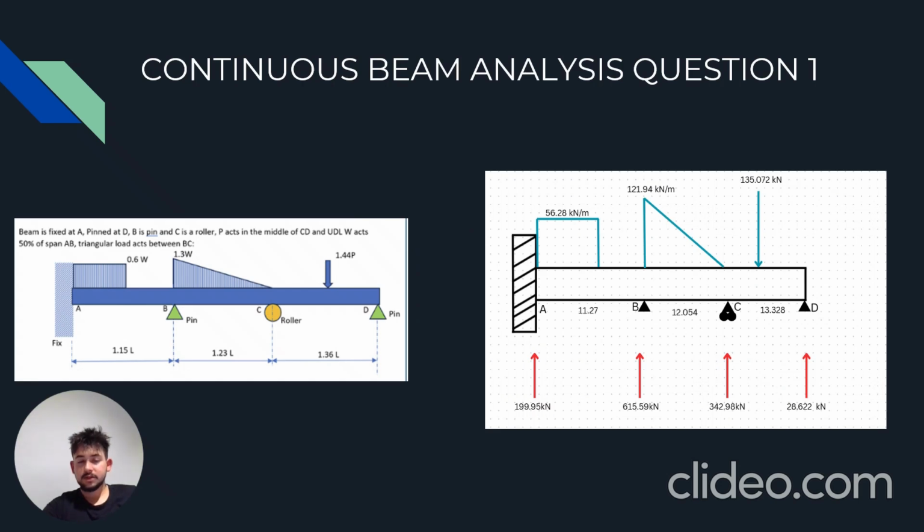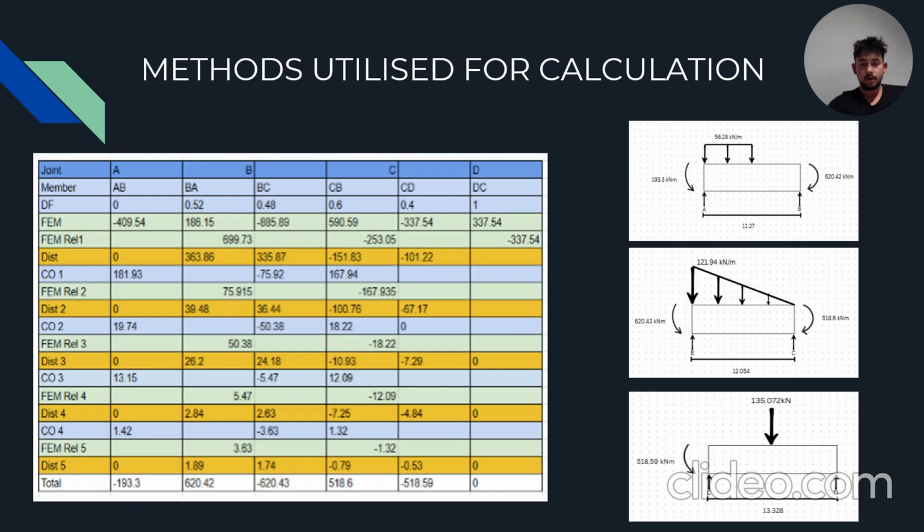VP Task 3 had a question which had a fixed, 2 pinned and 1 roller support with 3 different types of loads acting on it. My question was to figure out how to calculate the reaction forces on all 4, as well as calculating the bending and shear force diagrams. The method that was used for the reaction forces was the moment distribution table. This was used to find out the internal bending moments, as you can see represented in the 3 different cuts on the right hand side in the picture. And by using these forces, we were able to find the reaction forces.